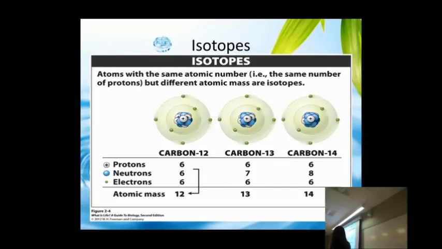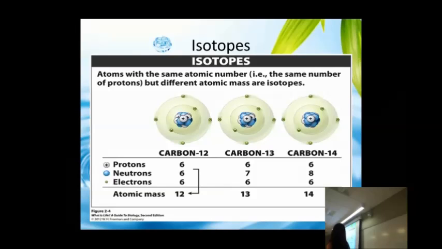In carbon 13, we have 6 protons and 7 neutrons. Add them together and we get 13. With 6 protons and 8 neutrons, we have 14. And so you might wonder, who cares? Why does that actually matter?